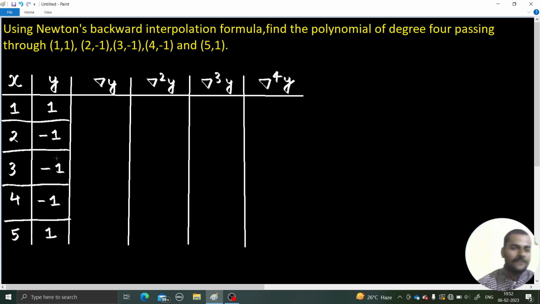So first difference will be just -1 which is giving you -2, -1 minus -1 which is giving you 0, again -1 minus of -1, that is -1 plus 1, that is again 0, and then I have 1 minus -1 which is giving you 2. I must have a calculator handy with me so that I can perform calculations.